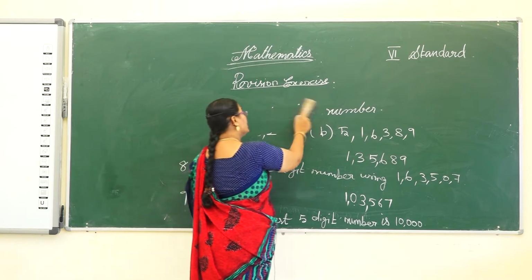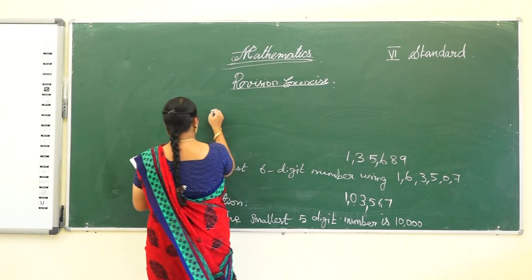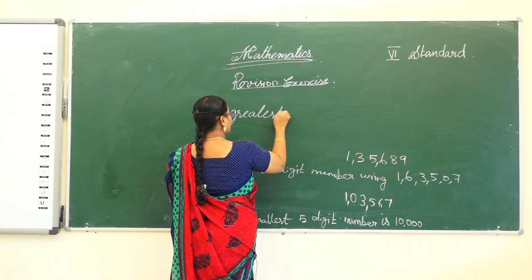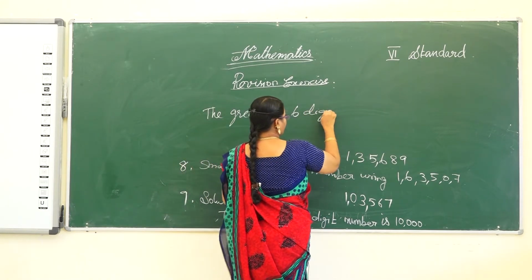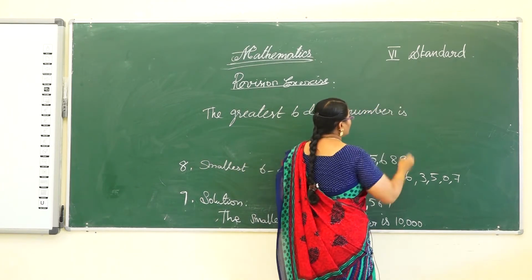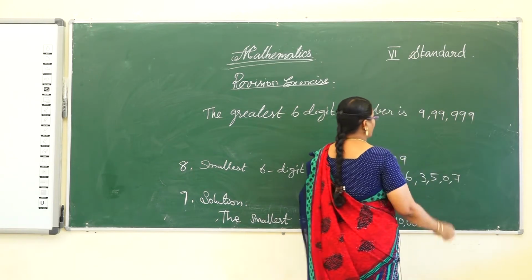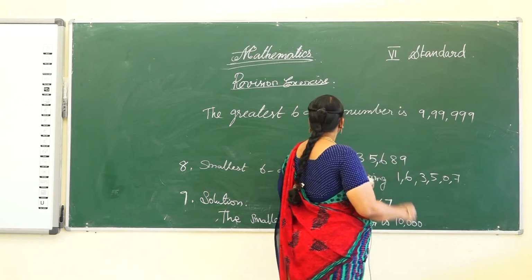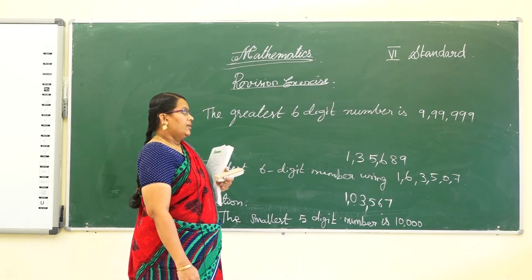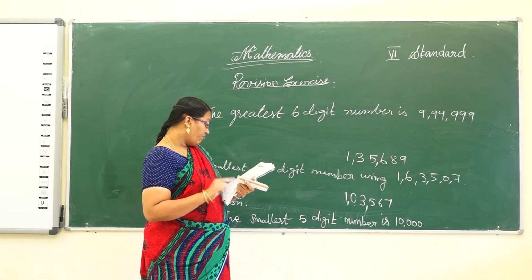And next, the greatest 6-digit number. The greatest 6-digit number is 9 lakh 99,999, that is 9,99,999. 6 digits are there. Okay. So the greatest or largest 6-digit number is 9,99,999. What is asked? Find the difference.